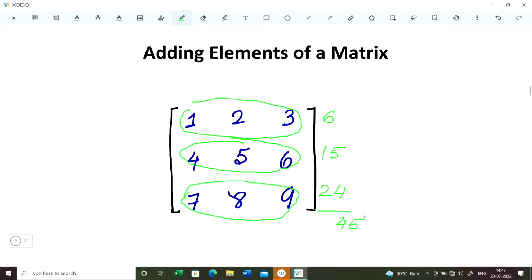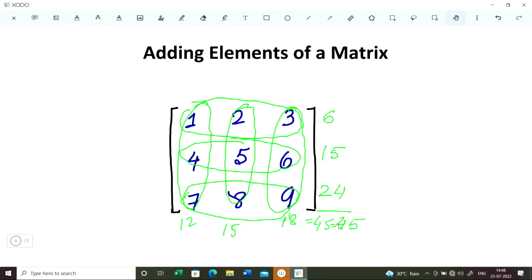Okay, 45. Now let's try to do the same thing column wise. The sum of the first column, 15. Okay, what is this? Okay, 45. So can you explain why this is happening?